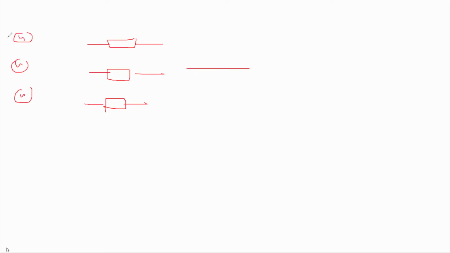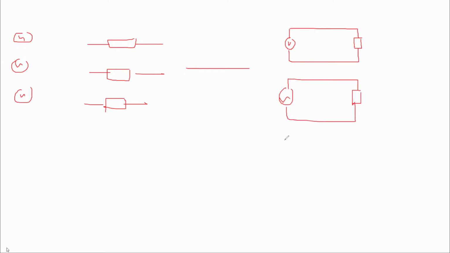Now here's the thing. If you have three loads, and you have three sources, AC sources, voltage sources, and you want to connect them, each source to one load. So you're going to have a source supplying a load, then another source supplying a load, then a third source supplying a third load. This is called single phase, and single phase.